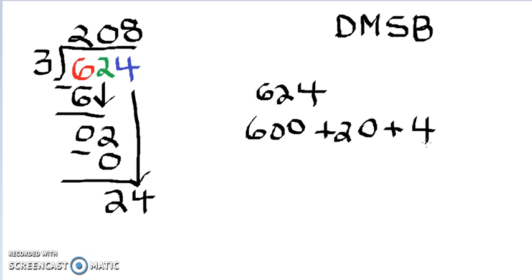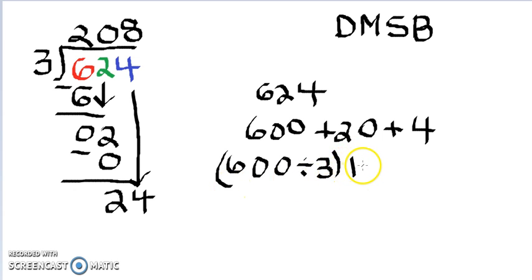So when we divide 624 divided by 3, what we're really doing is 600 divided by 3 plus 24 divided by 3.